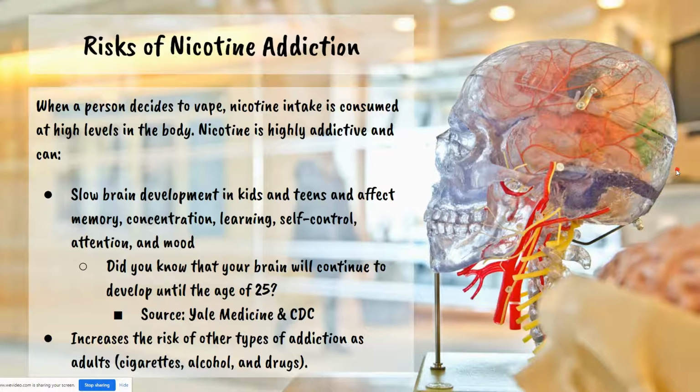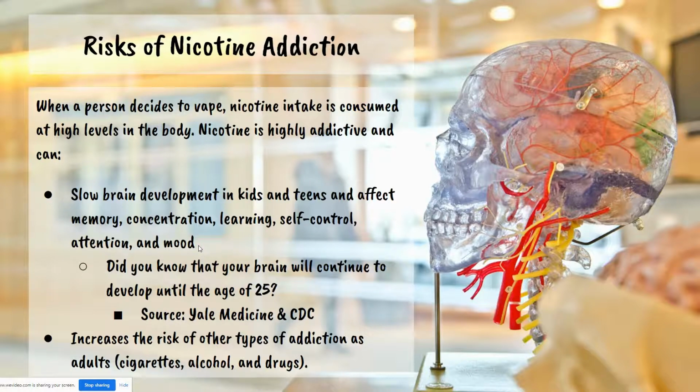Let's talk about the risks. When you decide to vape, nicotine is consumed at high levels in the body. So here are the risks with nicotine. It can slow down brain development in kids and teens and affect your memory, concentration, learning, self-control, attention, and mood. And your brain continues to develop until the age of 25.